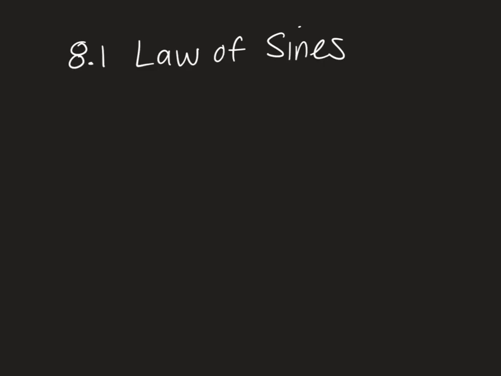So, law of sines. Basically, what this is going to allow us to do is find side lengths and angle measures of not right triangles. Everything we've done so far, we've dealt with right triangles. But now we're going to learn how to apply some of the stuff we know to triangles that don't have 90-degree angles in them.